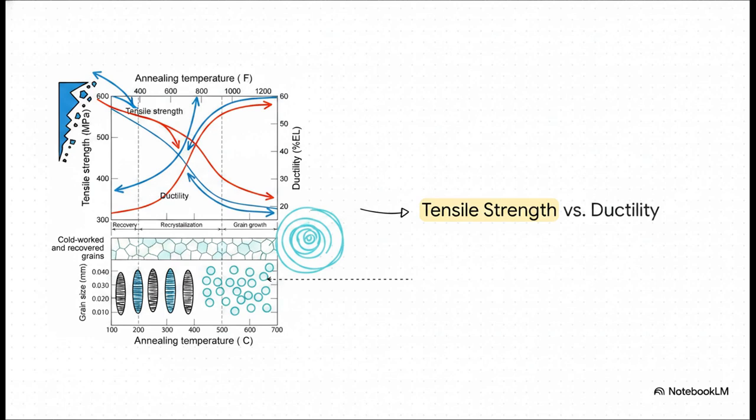During that middle recrystallization phase, the tensile strength of the metal drops off an absolute cliff. But at the exact same time, its ductility shoots way up. And the reason is simple. Those elongated, highly stressed grains from cold working are suddenly being replaced by tiny, perfectly uniform, fresh grains. The barricades have essentially been lowered. The dislocations can move easily all over again. We've successfully traded our strength right back for flexibility.